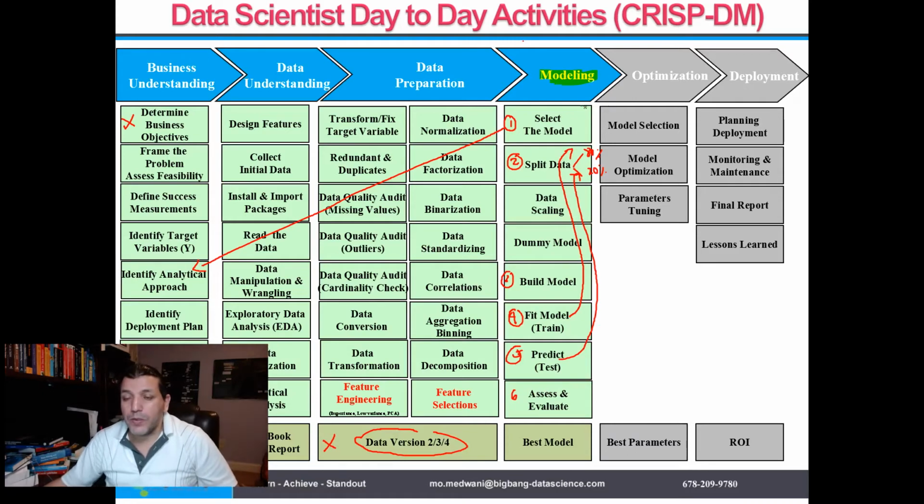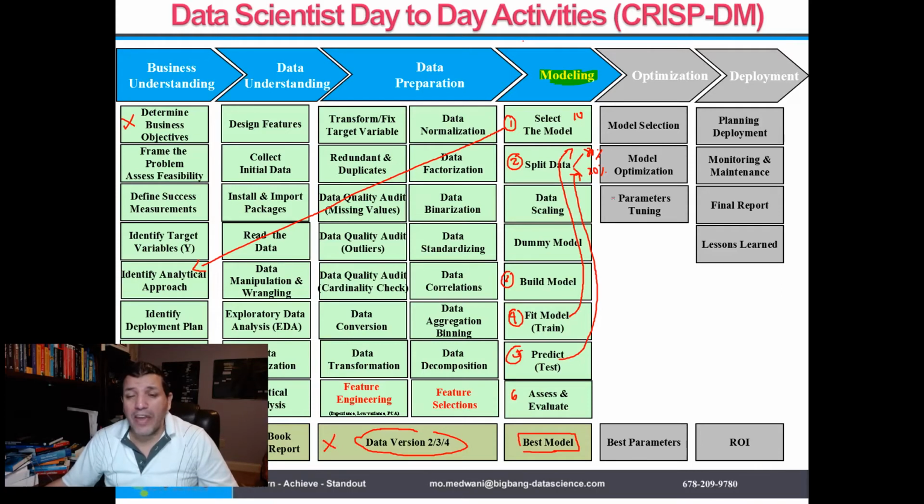And after we try, let's say that we have 10 models, and we are going to try them using the same process over and over, we are going to end up having one model that best addresses the problem we are tackling. So that is the process of modeling.